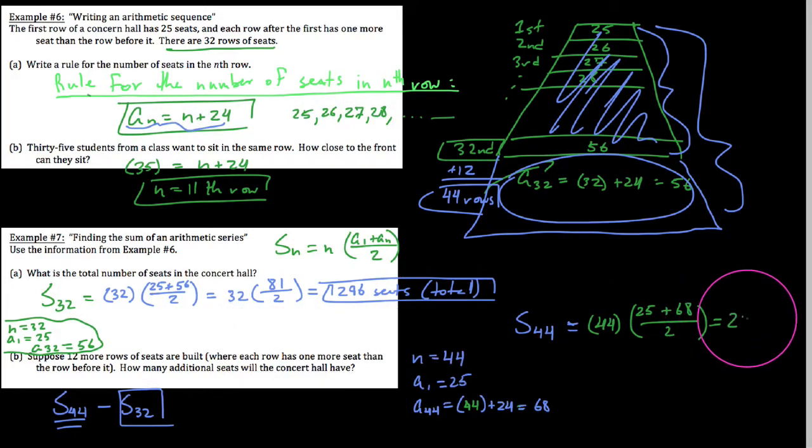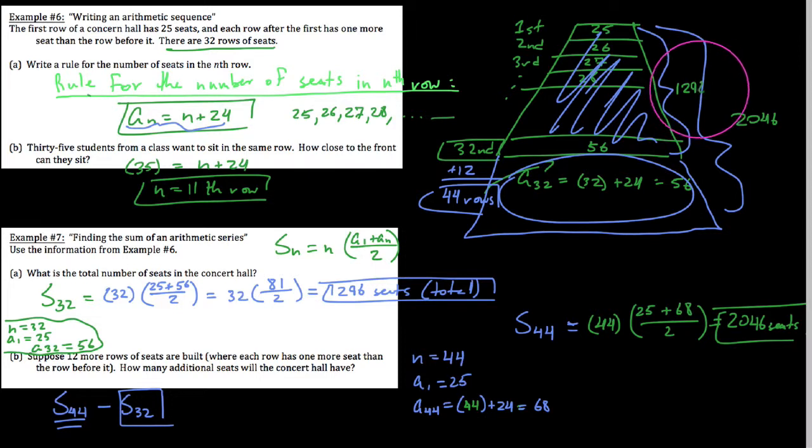So let's just put it this way. If you were to have 44 rows total, you would have 2,046 seats in the entire thing. So if we know there are 2,046 seats in the entire thing hypothetically, but just in this first part up here, we were able to determine, first of all, there were 1,296. If I'm trying to find this leftover, this part from right here to here, our plan was to take the number of seats in 44 rows, which is 2,046, and subtract off the number of seats in the first 32 rows, which is 1,296.